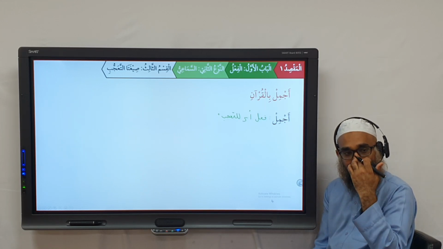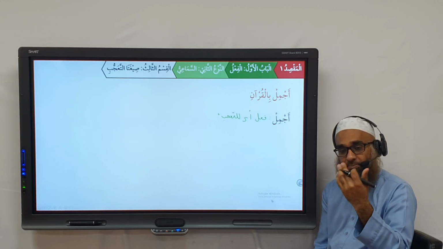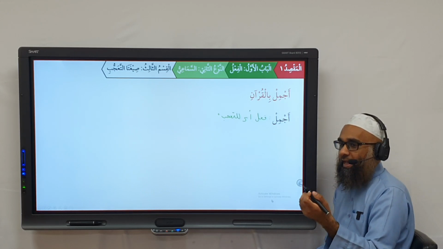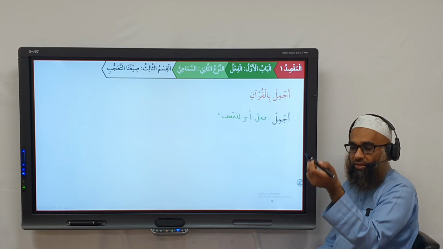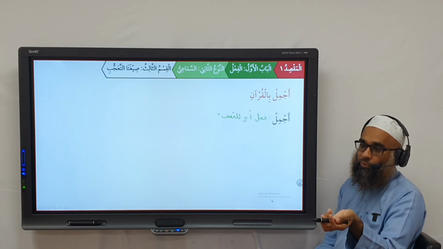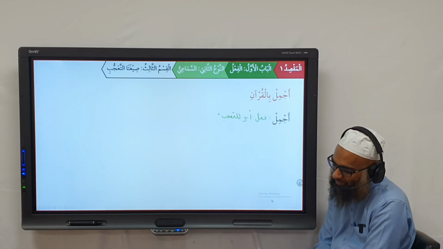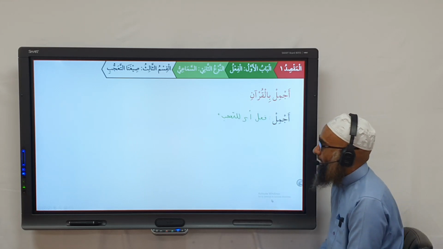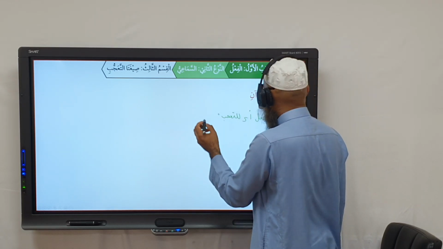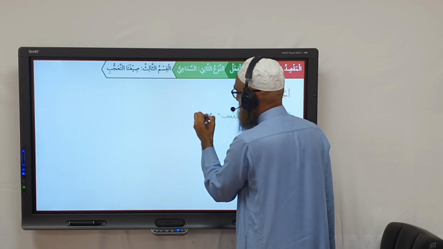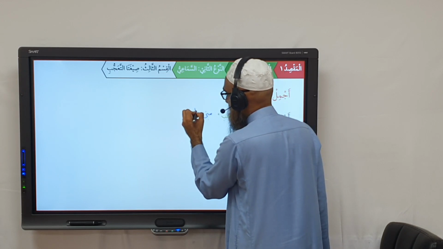We say it's majzoom, they say it's mabni. But it's mabni with the alama of majzoom. So it's mabni with a sukun. When you have ajmila, mabni with hadf nun. So it's a very technical difference. It makes no difference really, but that's what it is. So ajmil, fi'l amr ta'ajjub, you say it's mabniyun ala sukun.